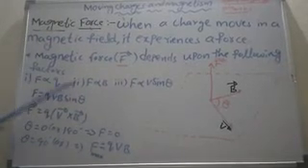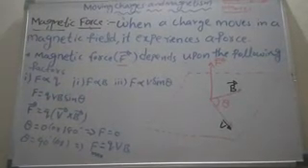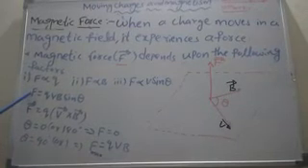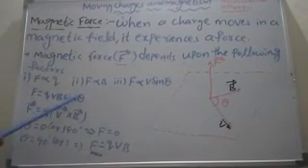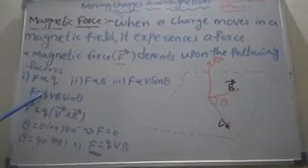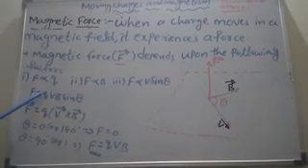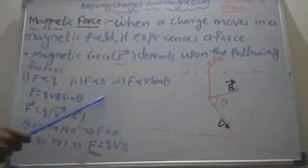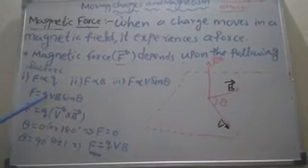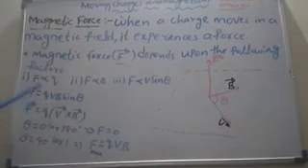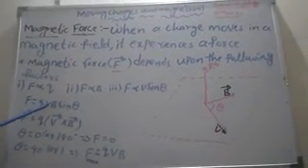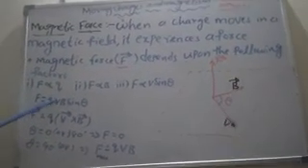Combining these three factors, we get F is equal to QVB sin theta, where we get a proportionality constant. That proportionality constant, you take as 1. Then you get F is equal to QVB sin theta. Now in vector notation, you already understood vectors in first year mathematics or physics.